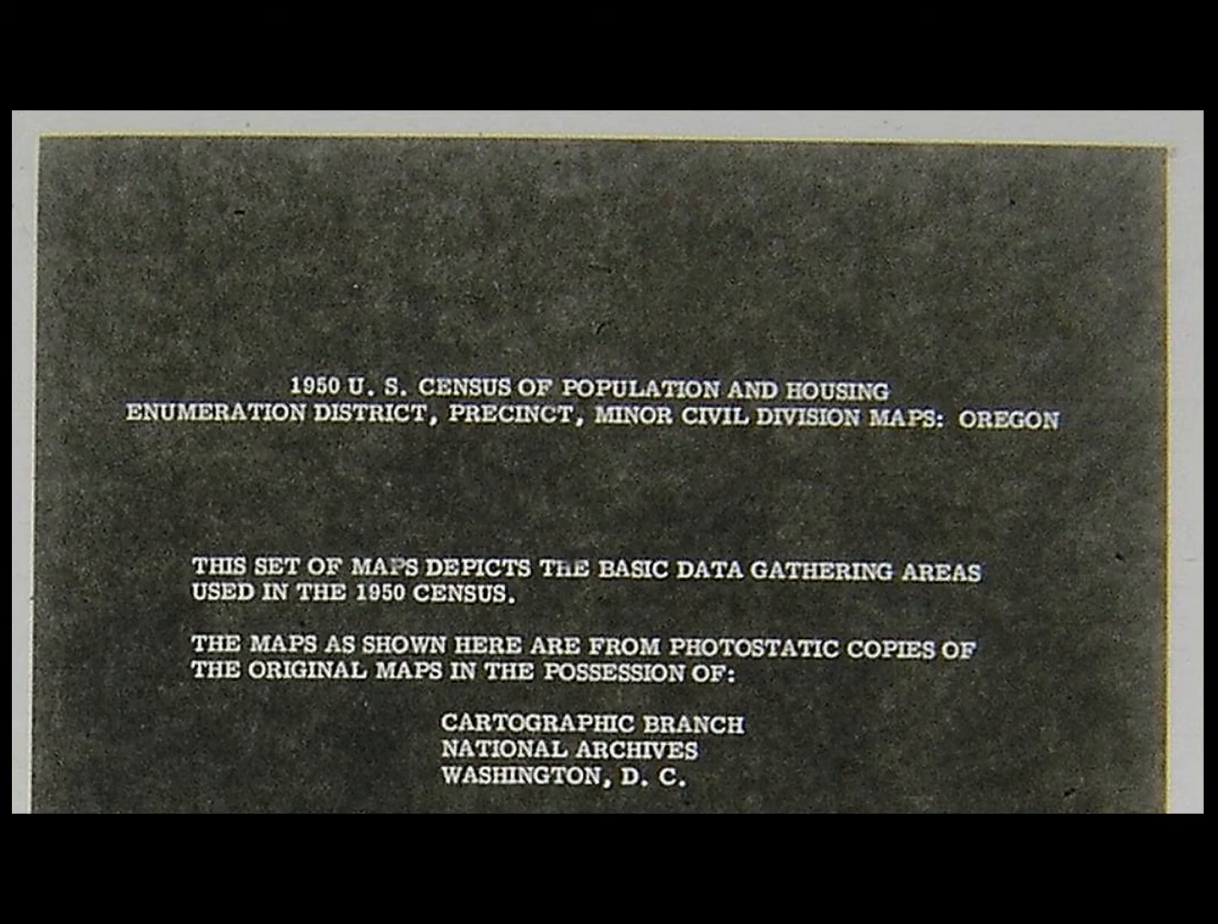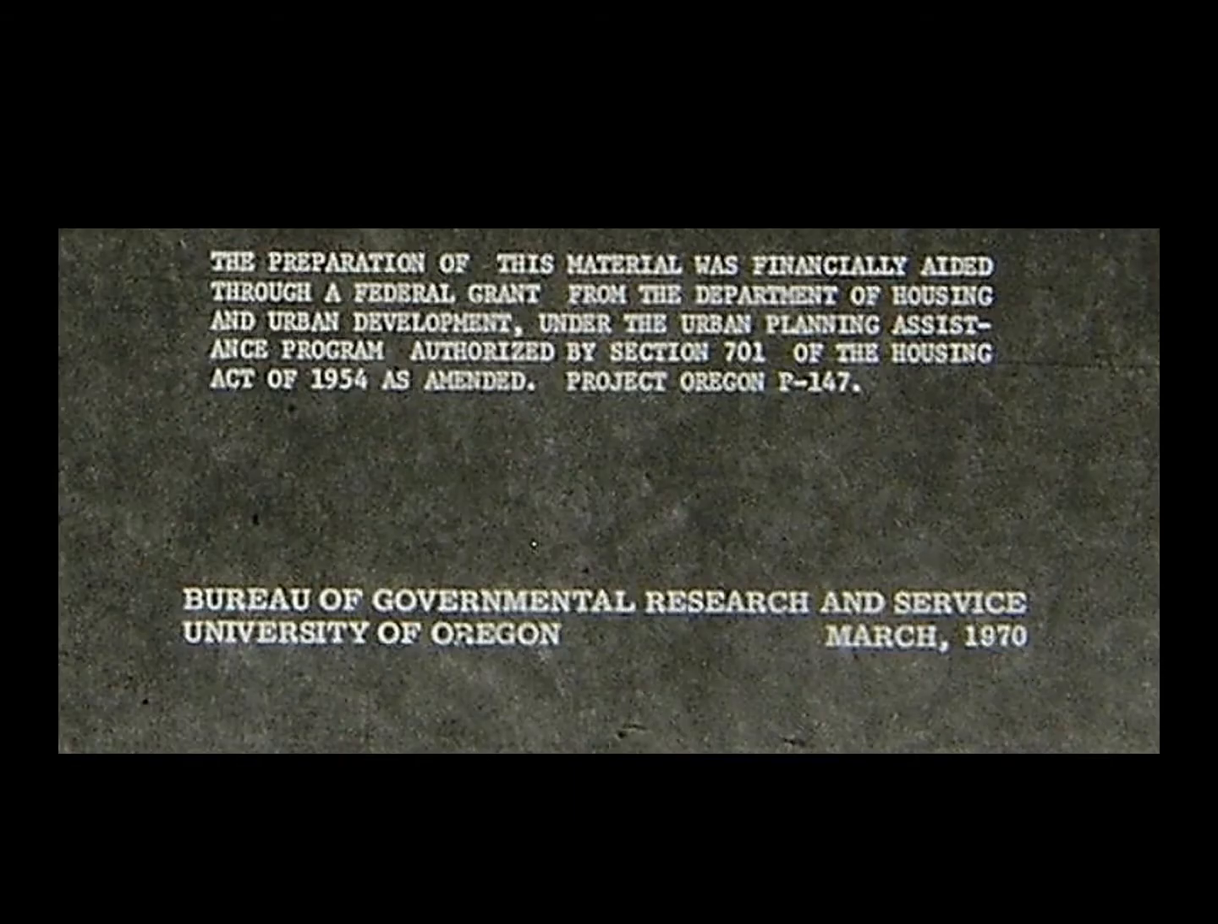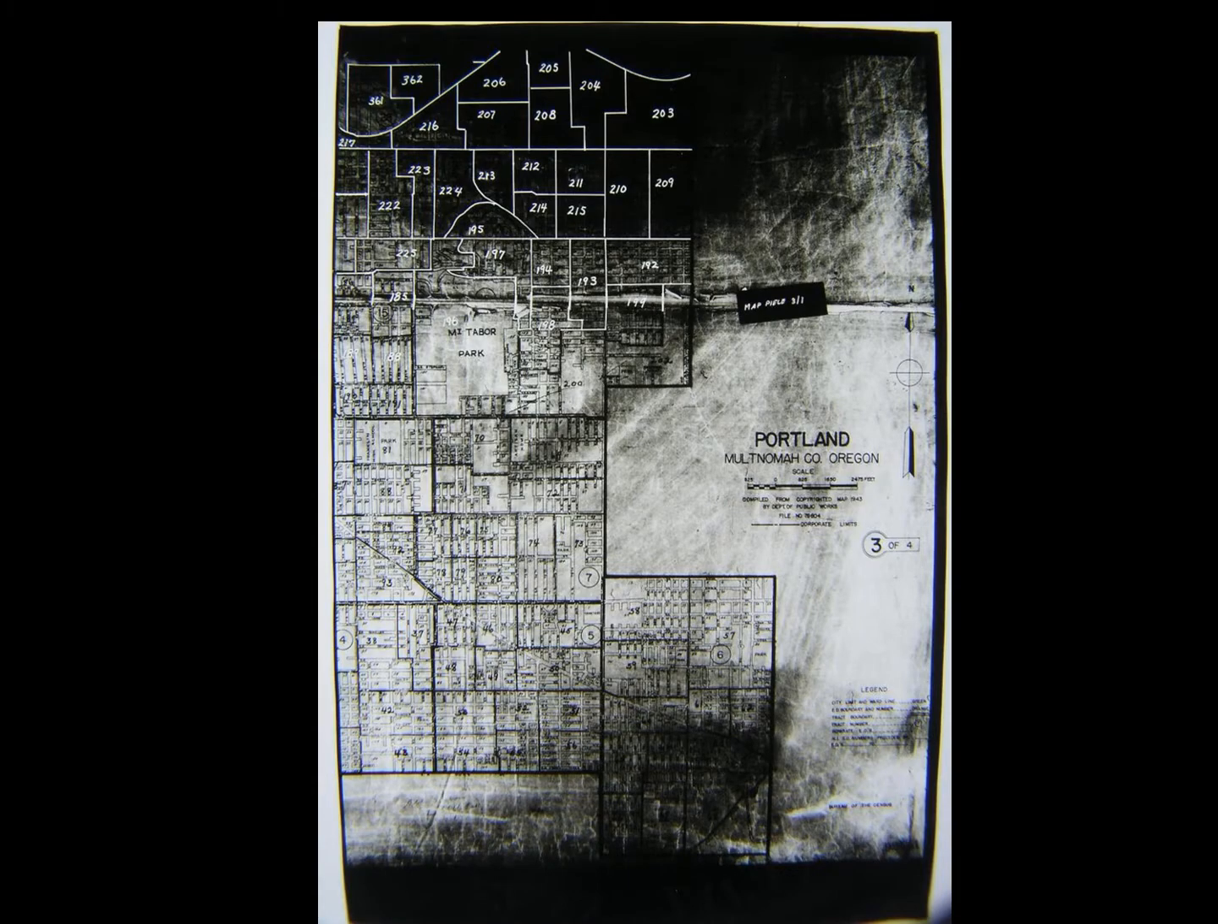So when did they do this? They did this in 1970. In March of 1970, the Bureau of Governmental Research and Service at the University of Oregon got a grant. You can see on the top, you can slow this down to do this. This is 1970. However, as you can see, this is not a great map.